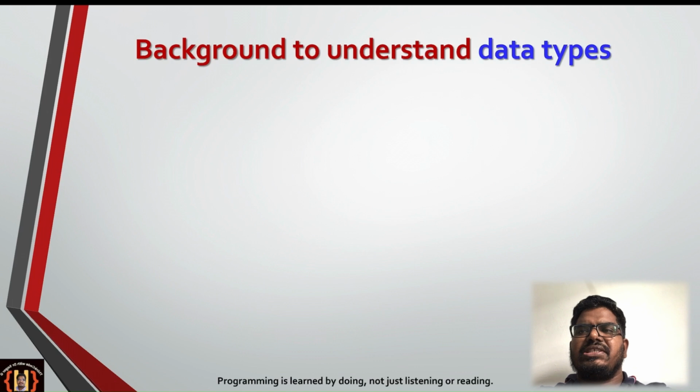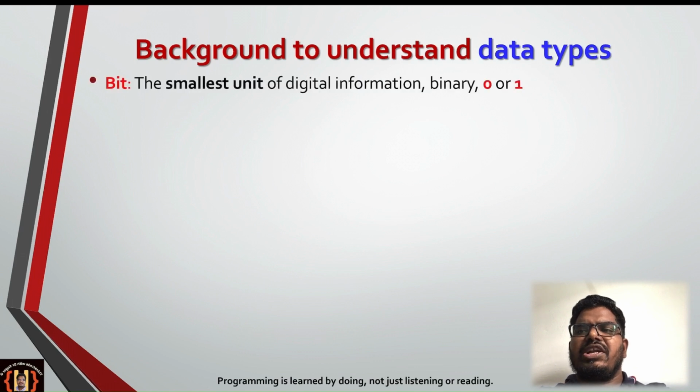So first, what is the meaning of bit? A bit is basically the smallest unit of digital information. Generally it is a binary representation. When I say binary, it is either 0 or 1. Means 0 is 1 bit and 1 is also another bit. Now, this is the smallest unit of digital information.